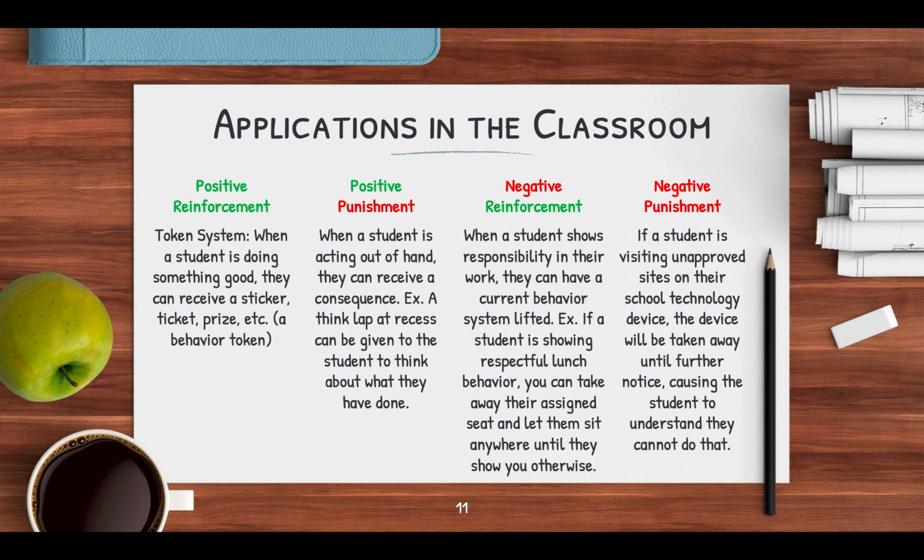And finally, you have a negative punishment. A student might be using a technology device and doing something that's not approved at that time. If you find that that's happening, you can take away the device, and that works as a punishment because the student wants to be on that. So you're taking away something that they're using, and you are giving them a consequence by taking that away.